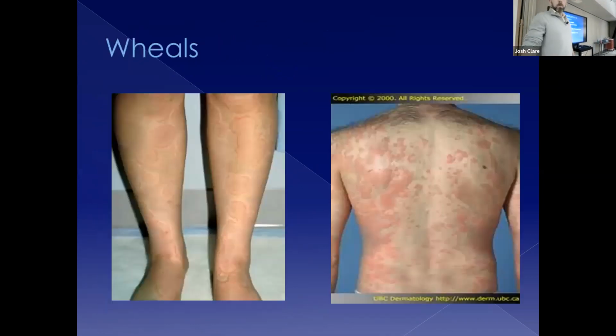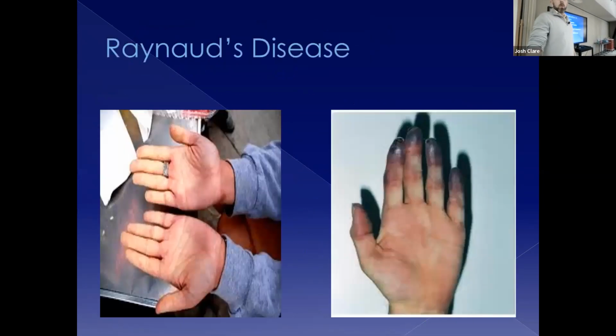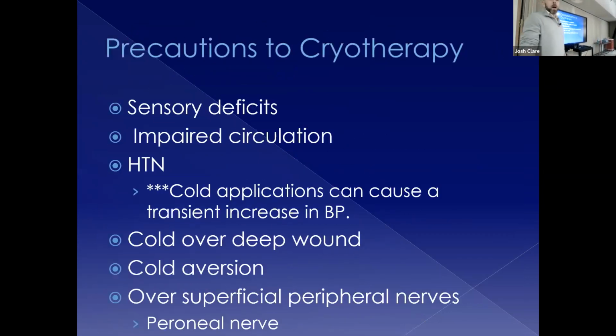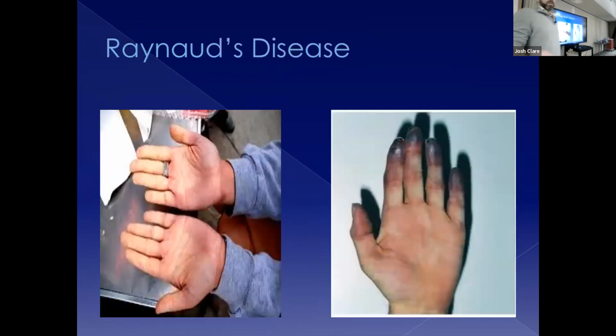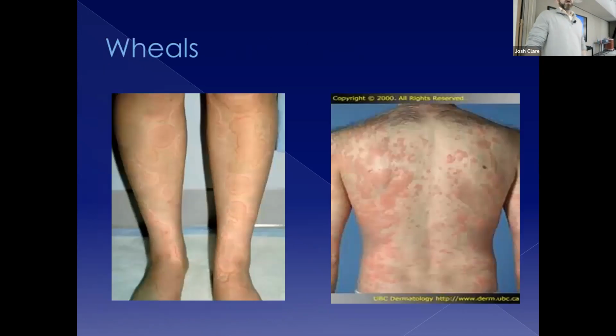Now, there are some people who just have an intolerance to cold. Those include Raynaud's disease. Anybody here have Raynaud's? You usually have one person. So Raynaud's is hypersensitivity to cold. The fingertips will usually turn pale. This is a real extreme version of it. And usually it'll subside pretty quickly once that cold stimulus is removed, but it can be painful. We also have wheals. This is a hypersensitivity to cold as well.